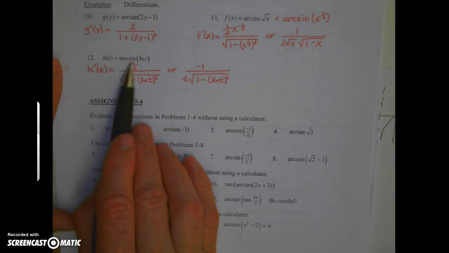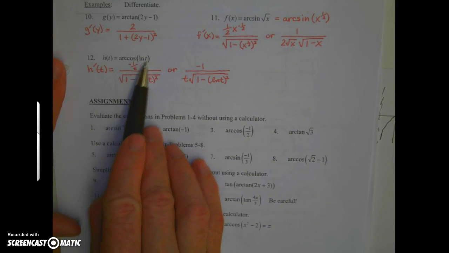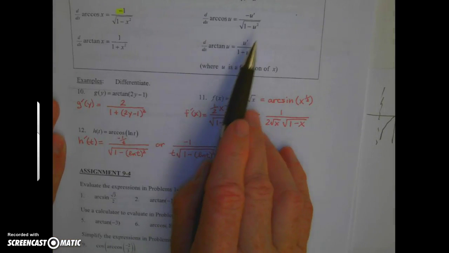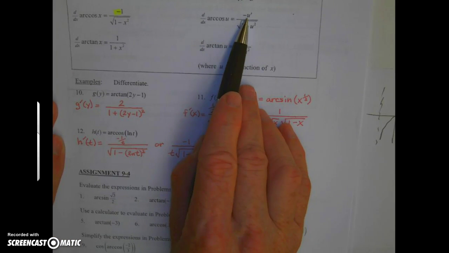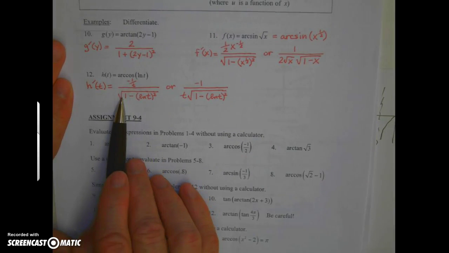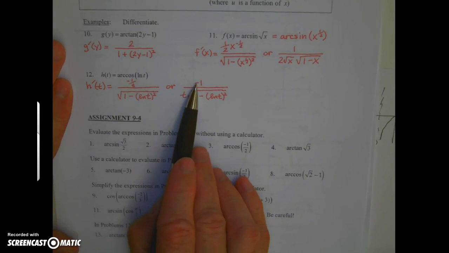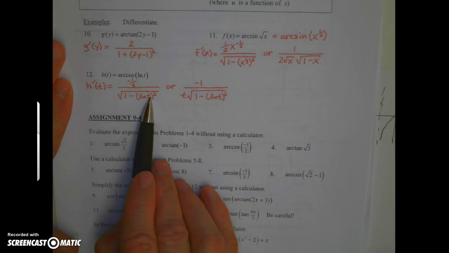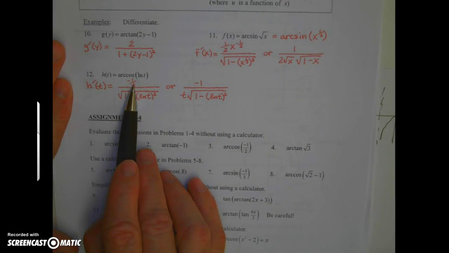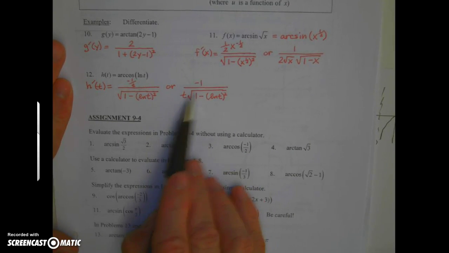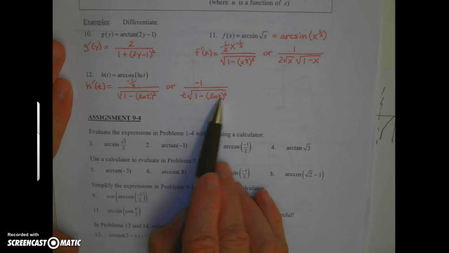For h of t equals arc cosine of natural log of t, the baby is natural log of t. The derivative of natural log of t is 1 over t. Recall that the baby, in this case, using arc cosine, is going to take its derivative as a negative. Therefore, it's negative 1 over t, and then it's 1 minus the baby squared, and the baby is natural log of t. Another way to write it is negative 1, natural log of t squared remains, but I can take this t in the denominator right here and move it into the denominator position, and it becomes negative 1 over t root 1 minus baby squared.